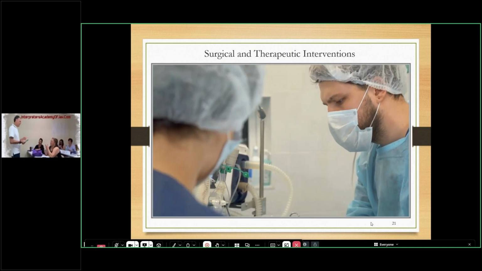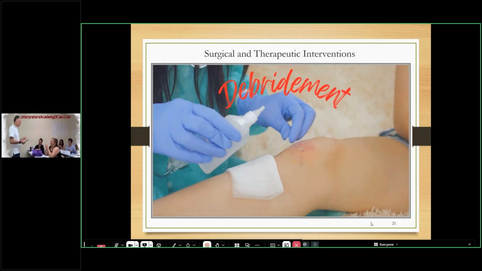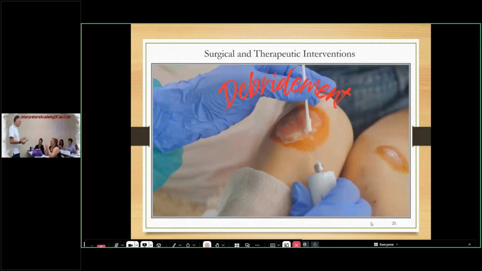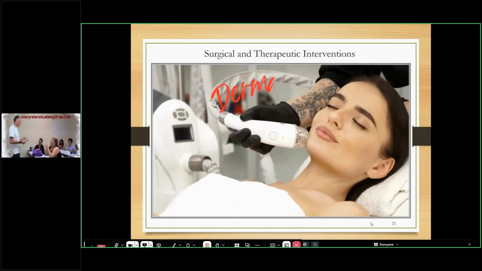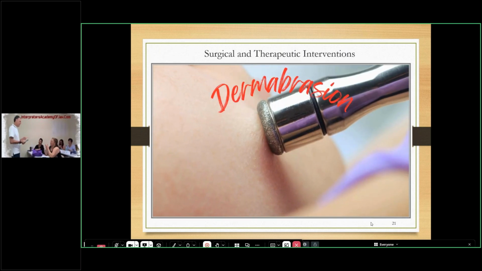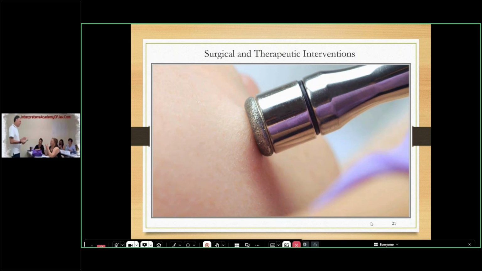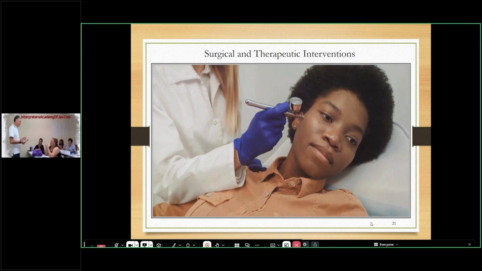Moving on to debridement. This is crucial for wound care. It involves removing foreign material and dead or damaged tissue. This promotes healing and prevents infection, especially in chronic wounds. Now let's talk about dermabrasion. This treatment uses revolving wire brushes or sandpaper to remove superficial scars. It's often used for acne scars and it leaves the skin smoother and more uniform.